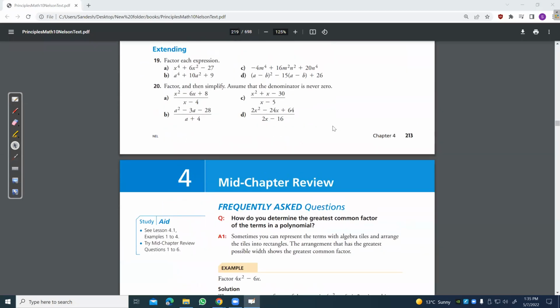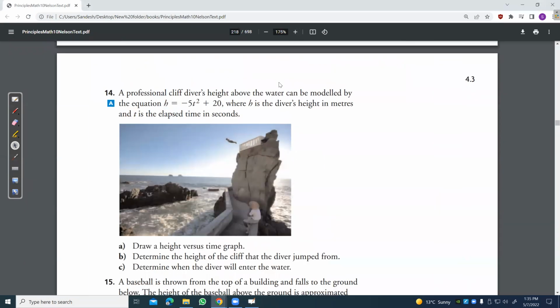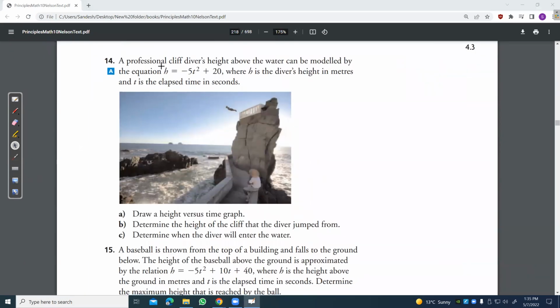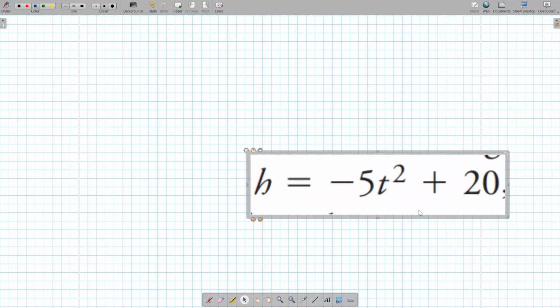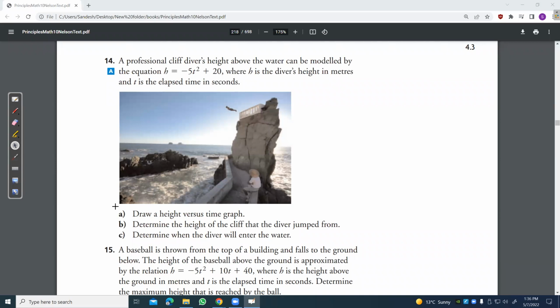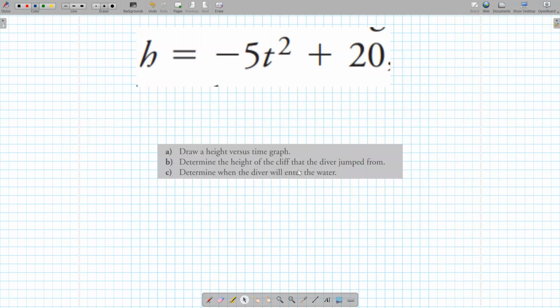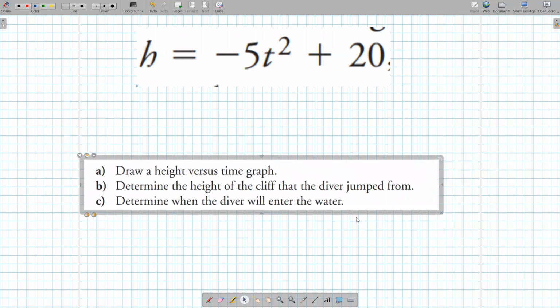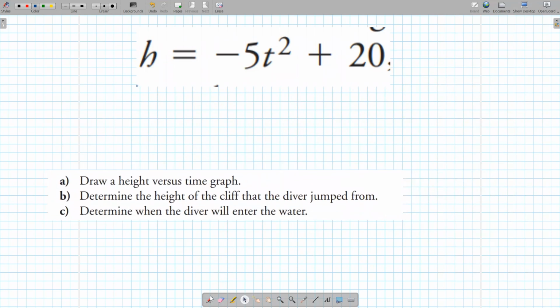All right, let's put this together. Let's look at this expression. And that's the expression, and these are the questions. Step 1, let's factor this expression. Can we factor this? Can we pull anything out? What can we pull out from both the terms?